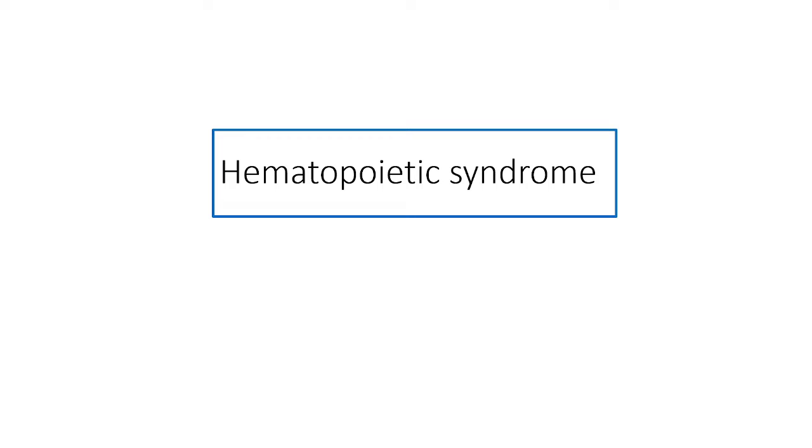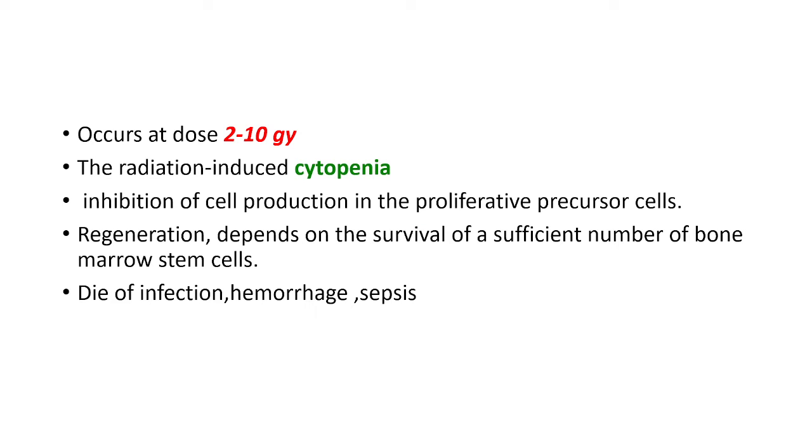Moving on to hematopoietic syndrome. The hematopoietic syndrome occurs at a dose of 2 to 10 grays. Basically, the radiation has caused the death of the stem cells, and the stem cells are unable to proliferate. Now, when the mature cells die after their lifespan, this leads to cytopenia and the clinical signs and symptoms. The patient dies because of this lymphopenia and neutropenia. The patient dies of infection, hemorrhage and sepsis.